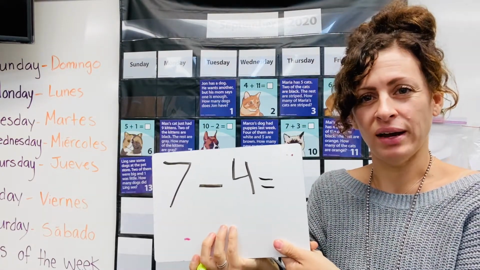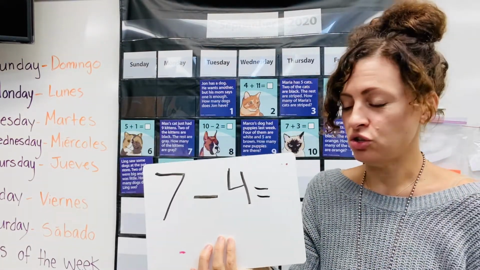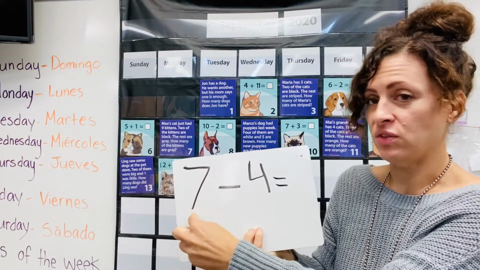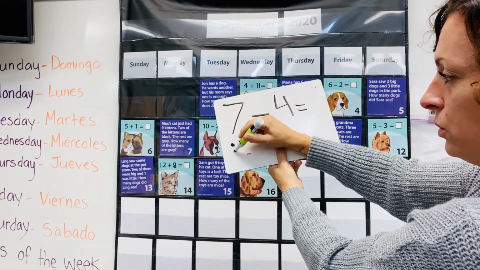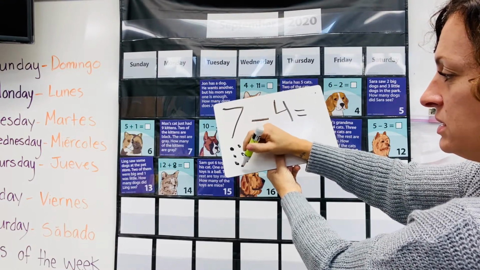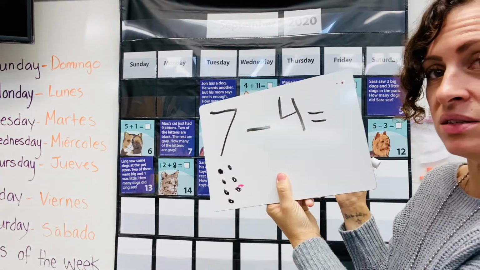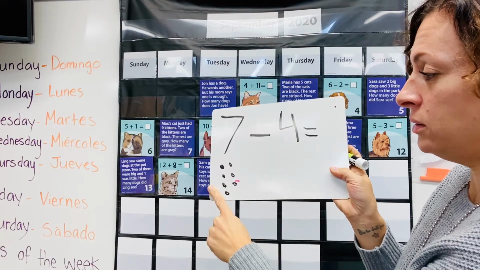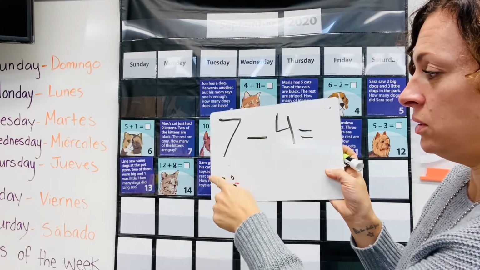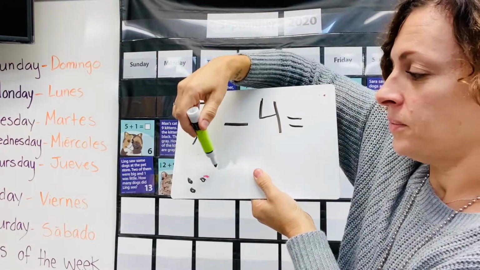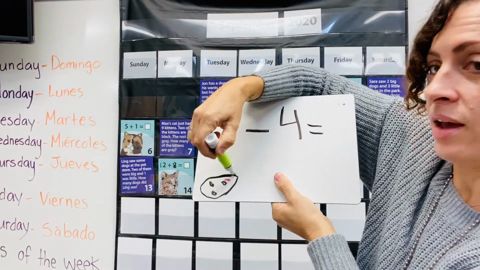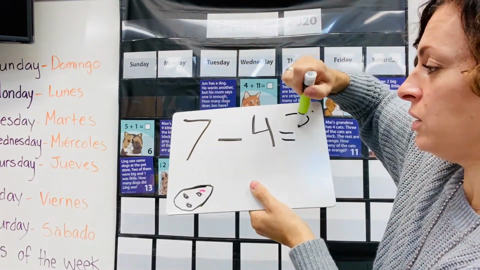How would you figure that out? There are so many different ways and strategies. You could draw 7 dots like this. 1, 2, 3, 4, 5, 6, 7. You have 7 dots. You take away 4. 1, 2, 3, 4. How many are left? There are 3 dots left. If you think 3, you are correct.